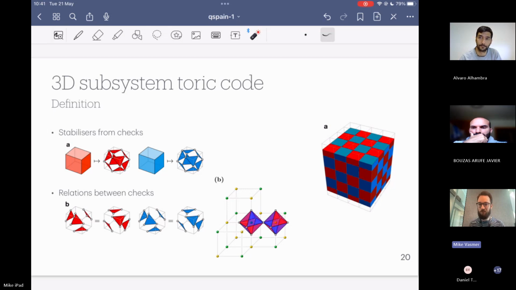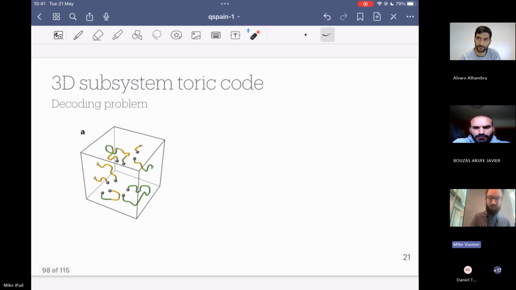So the Haah code has this property of fractal excitations, and so this is quite different from what this model has. Although they're both 3D stabilizer or subsystem codes, the kind of topological order here is quite different, I think, because this code has no fracton order or anything like that.